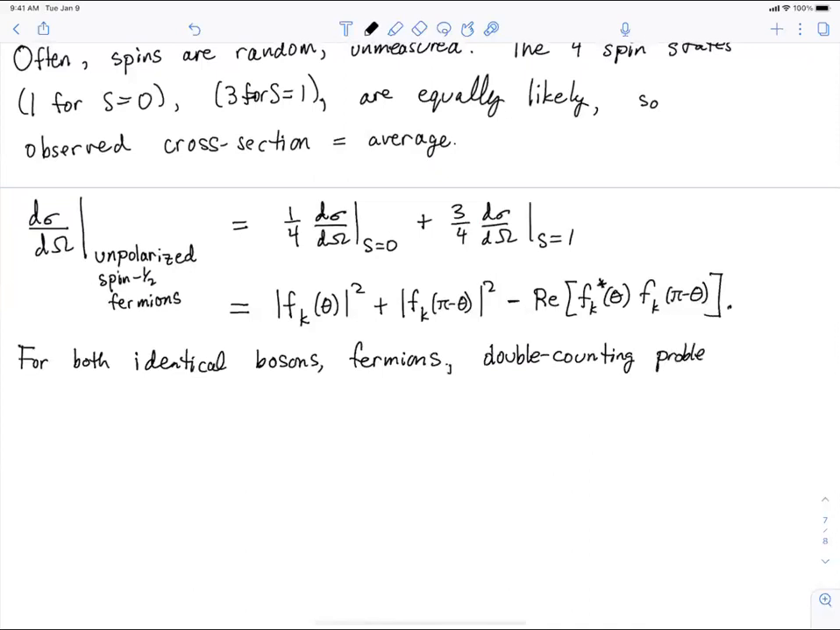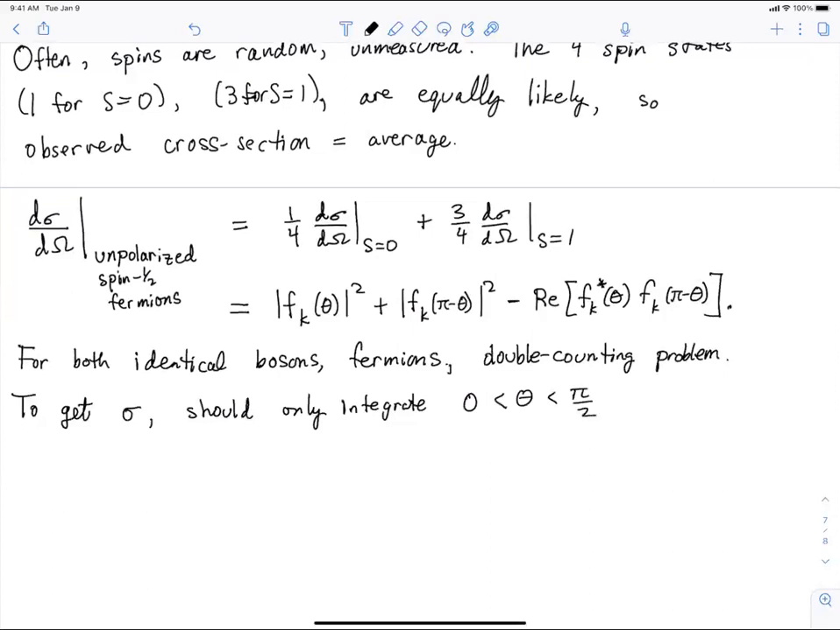This does not arise if the particles are not identical. So if you've calculated the differential cross-section and you want the cross-section, the point is you should only integrate over half the angles. So it should only integrate 0 to pi over 2, not pi, as you would normally do if you had non-identical particles.